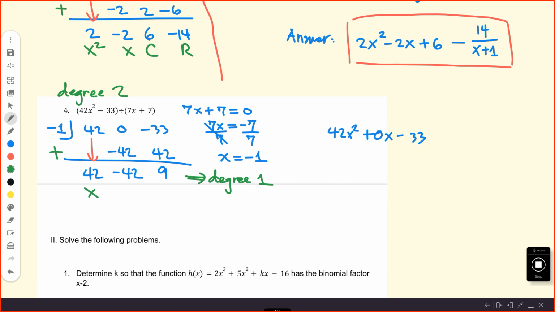Your negative 42 will be your constant. And the 9 is your remainder. Okay? So what's the final answer? 42x minus 42 plus 9 over 7x plus 7. Okay, that's correct. So 42x minus 42 plus 9 over 7x plus 7.